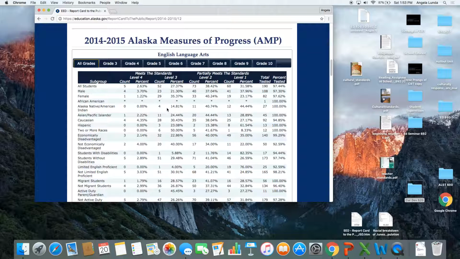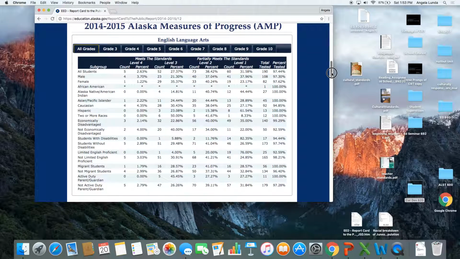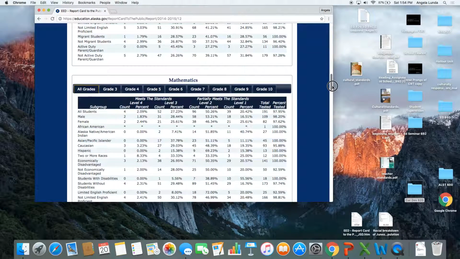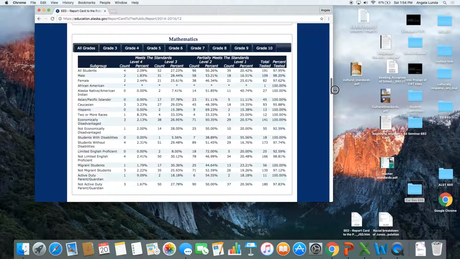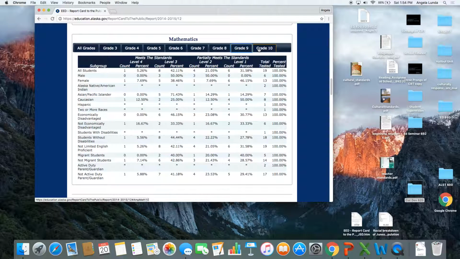And then you can do some comparisons, comparing, for example, to Alaska Native students. About 85% of those students were in the lower two categories of partially meeting, compared back to the Caucasian students of about 55. So you can get a lot of information about how different subpopulations of students are doing. And similarly for math, you can just kind of look at the different categories, students with disabilities, without disabilities, and so on.